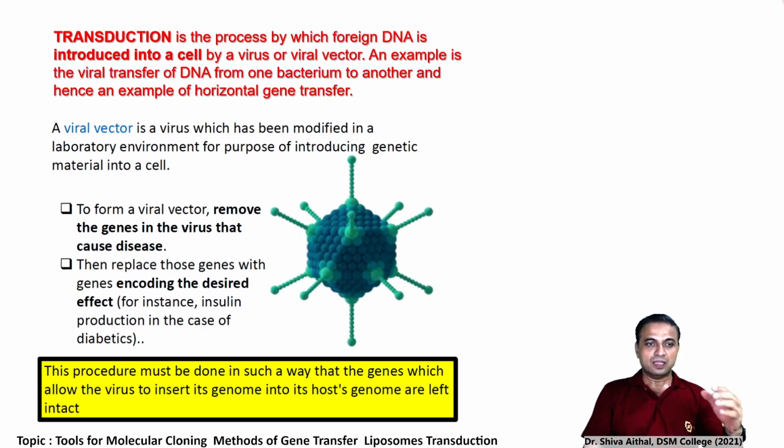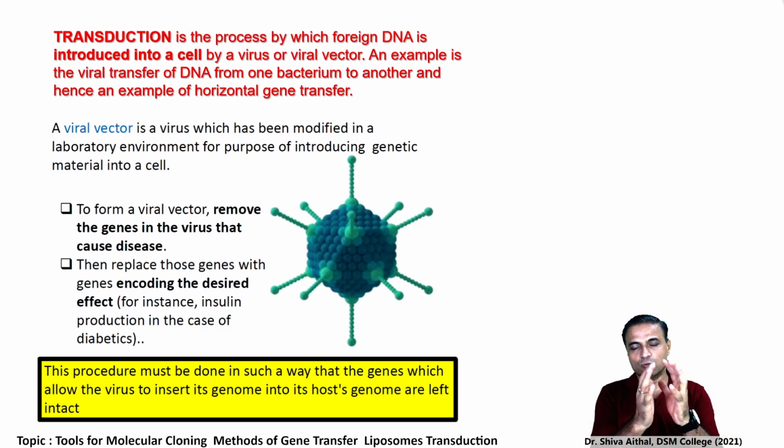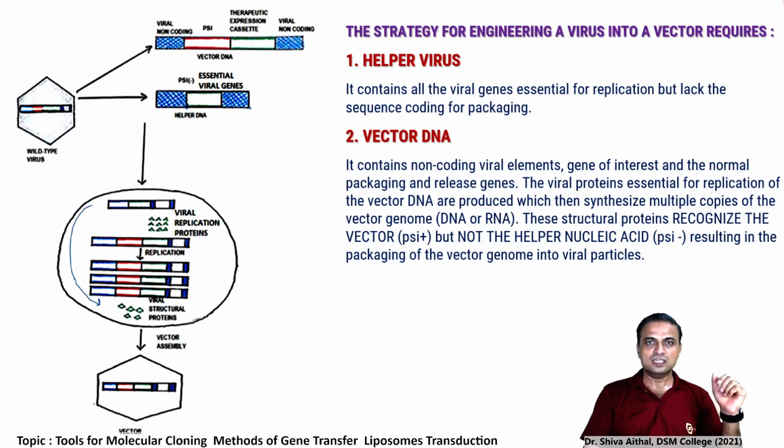and use it for gene therapy. Now this process is done in such a way that the genes which allow the virus to introduce into the host genome, that is the gene of interest, should be left intact, and the virulence gene or the replicative viral body formation genes should not be formed. So that is the strategy for engineering a virus into a vector.